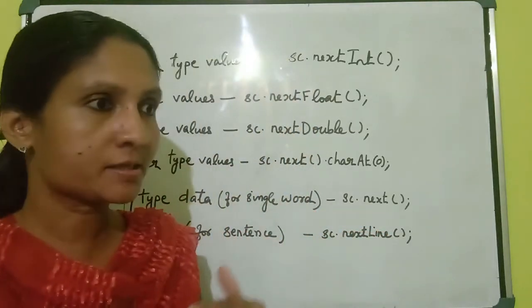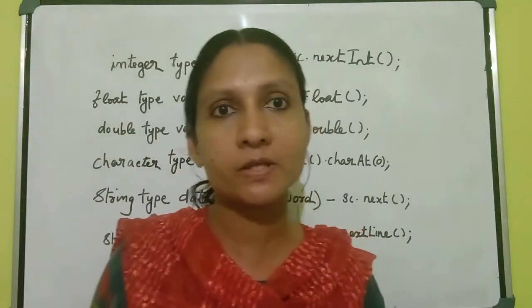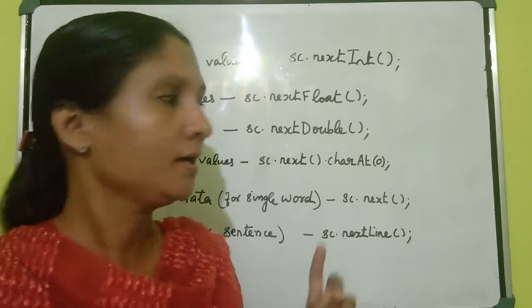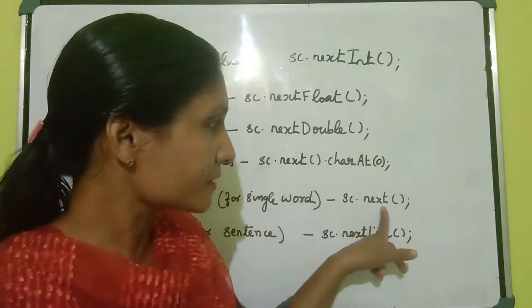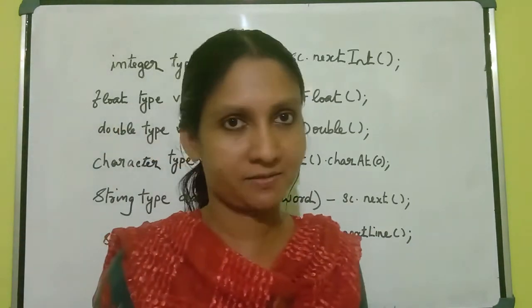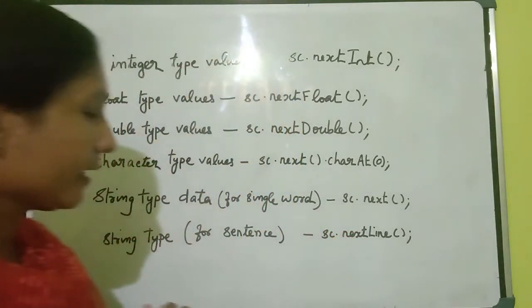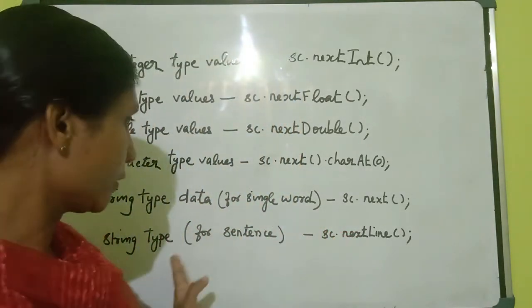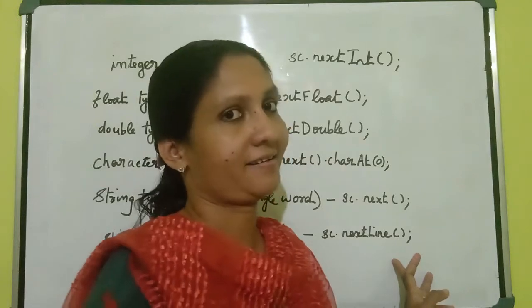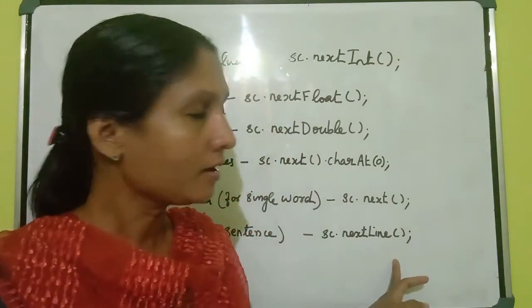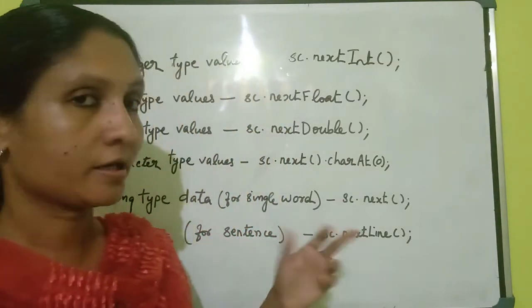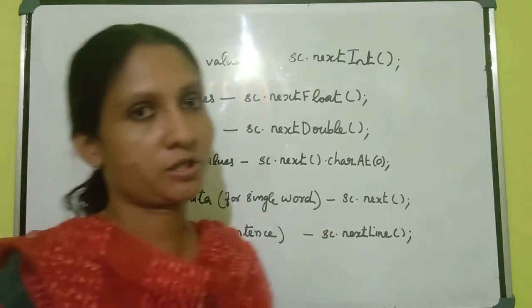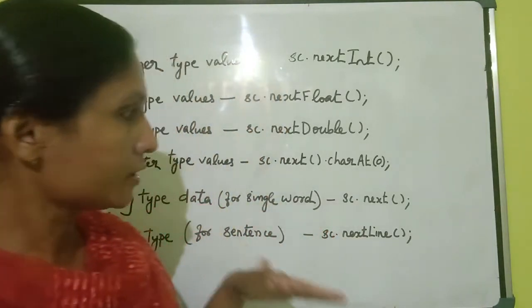With the next function, in a sentence we can separate the words with the help of a delimiter, the space. Because of that, the next function is used to read the words from a sentence. And if you want to read the sentence, which function can we use? nextLine. When you are considering a file, up to the end of the line, we can read it with the help of this nextLine function. Understood, all of you?